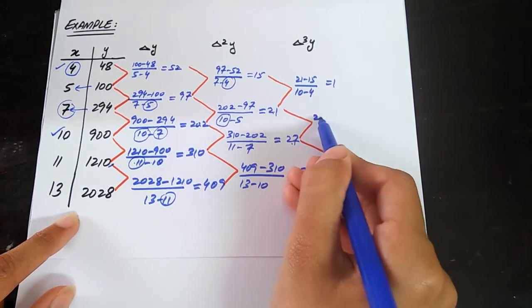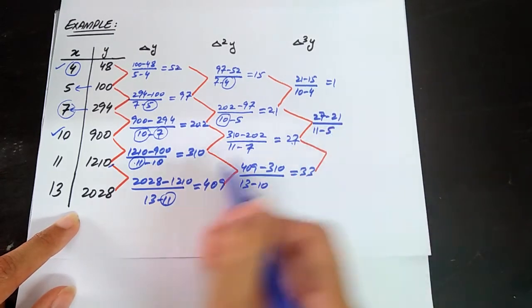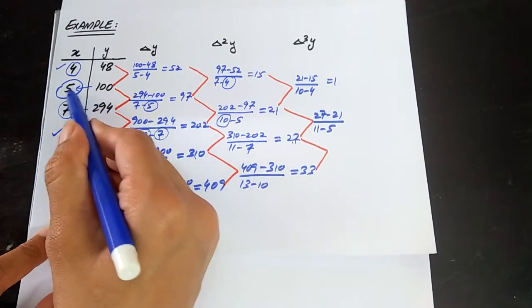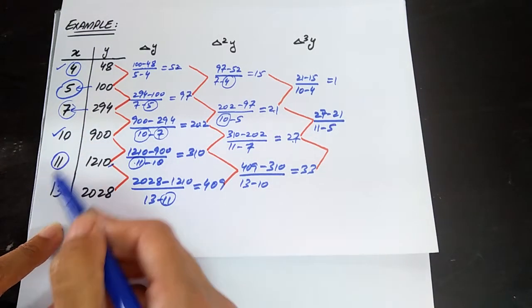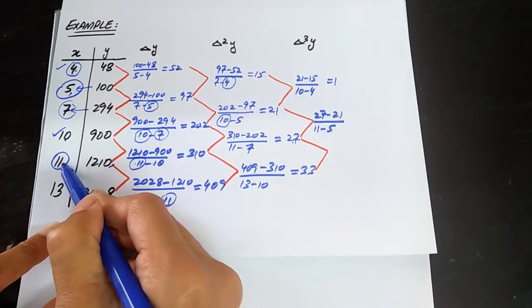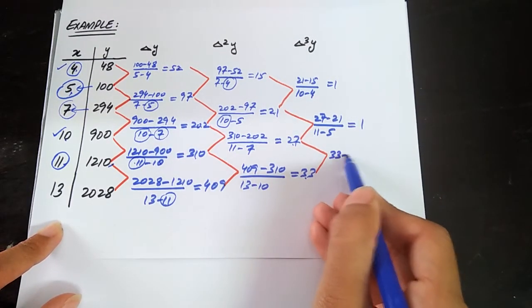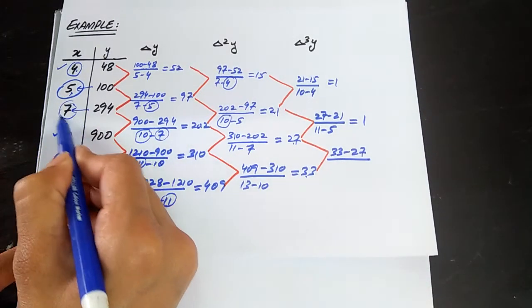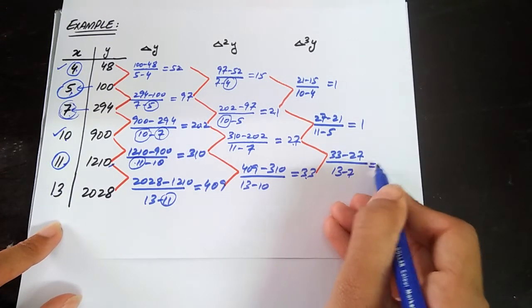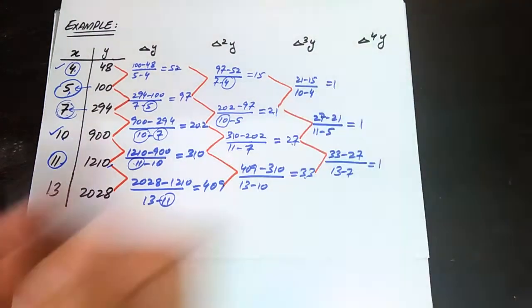Now 27 minus 21 divided by 11 minus 5. How do I get this? Consider the second point and move up till 11. Starting from 4 till 10 was the previous one, and starting from 5 till 11 is this one. So it is 1 again. Now 33 minus 27. It is starting from the third point, 7 till 13. So it will be 13 minus 7. It is again 1.